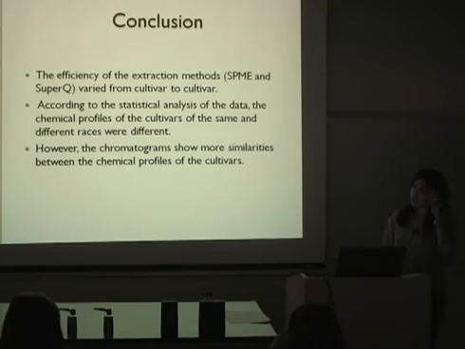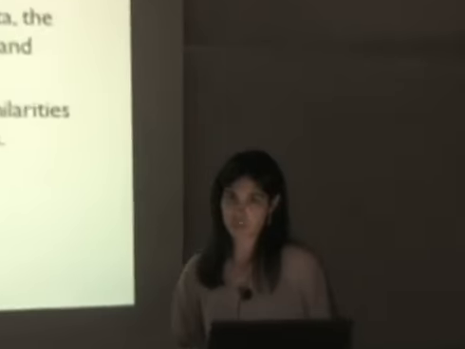So according to the statistical analysis, especially the statistical analysis of the Super Q cultivars, the chemical profiles of the cultivars were different. However, the chromatograms show more similarities between the chemical profiles of the cultivars. And why is that? I previously said that for data analysis, we consider all the peaks whose area percent was greater than 3%. And then what's only shown in the data analysis is that data that was over 3%. However, the chromatograms that I showed show everything.